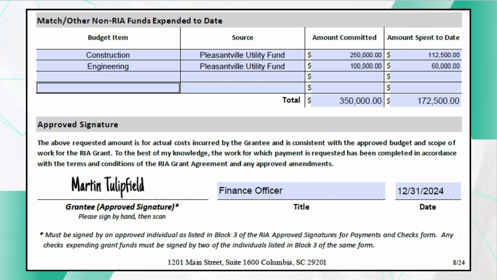The source column will indicate the source of the local funds, while the amount spent to date reflects the total amount paid to date. For this payment, you should enter the total local expenditures so far, including the local portion of the current pay app. So the local portion of this payment, $67,500, is combined with the local portion of the previous payment. Engineering or any other local expenditures on the project should also be updated.